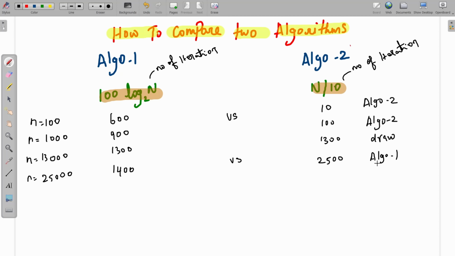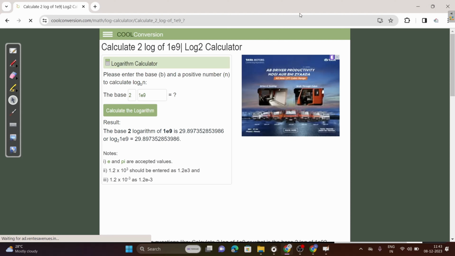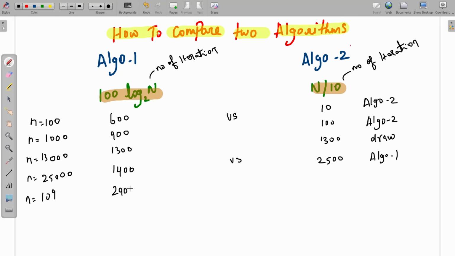Let's take a very huge number, say 10 power 9. Let's take n as 10 power 9. What will be the number of iterations in algorithm 1? The log value is 29, and 29 into 100 is 2900. For algorithm 2, 10 power 9 divided by 10, the zero will be cancelled, so you have 10 power 8 iterations. So your winner will be algorithm 1. What I am trying to say is that up to 13,000, algorithm 2 is the winner. If my n is greater than 13,000, if n is a larger value, algorithm 1 will be the winner. And at 13,000, it is a draw.